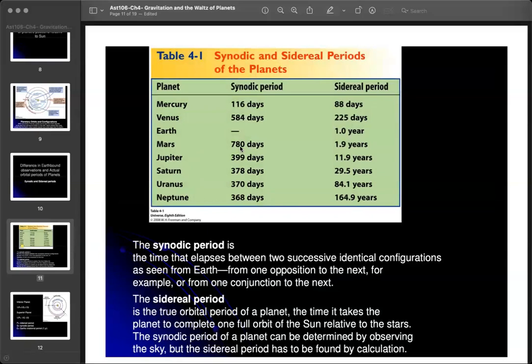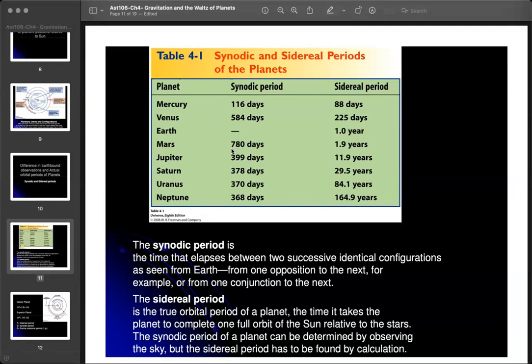So if you do the calculation, that's a little more than 2 years. So 1 year for Earth is 365 days, right? So 365 days times 2 is about 730 days. So about 2 years, 2 months. That is the synodic period of Mars. So Mars goes into opposition after that amount of time.